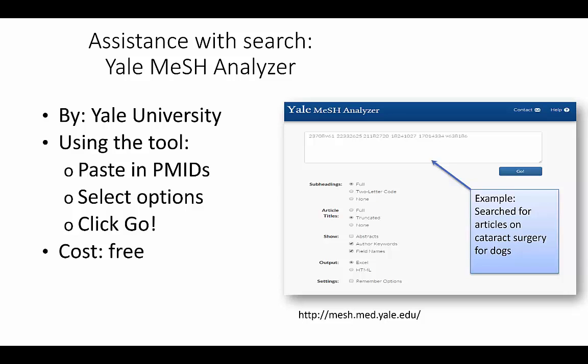So this is the Yale MeSH Analyzer, and what you can do with it is you paste your PubMed IDs of some known articles into it, and then it helps organize the MeSH headings. And I find this to be really useful in working with the teams and talking through concepts or synonyms that they're suggesting. And we're going to have an example of this in a minute.